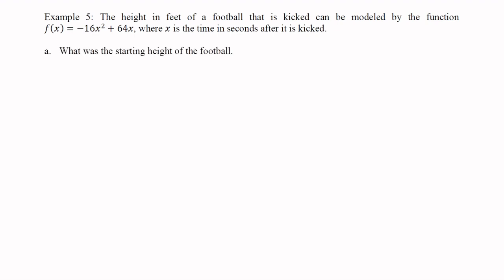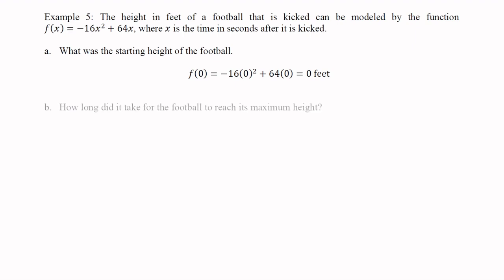So the first thing we're being asked is, what was the starting height of the football? So starting height, we're going to be thinking of the y-intercept. So we want to find the y-intercept by plugging in 0 for x. And when you do that, you end up with 0 feet. So the starting height of the football was 0 feet, which makes sense. You would imagine that when you're kicking off a football, it starts at the ground.